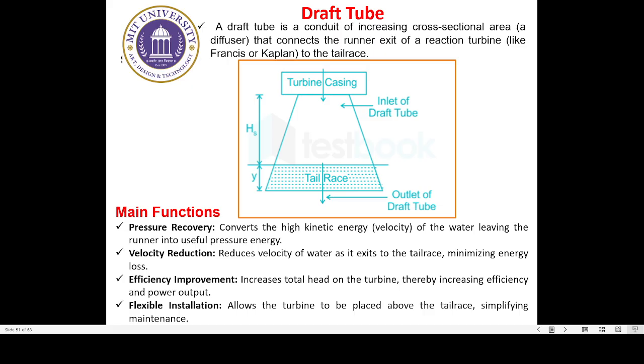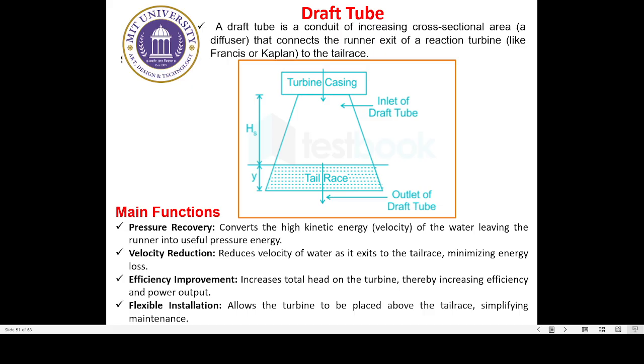It reduces the velocity of the water as it leaves to the tail race, and thus minimizes the loss of energy. The draft tube also helps us in increasing the efficiency, because it increases the total head which is available for the turbine. Higher being the head, that helps us to achieve the higher efficiency as well as the power output from the turbine.